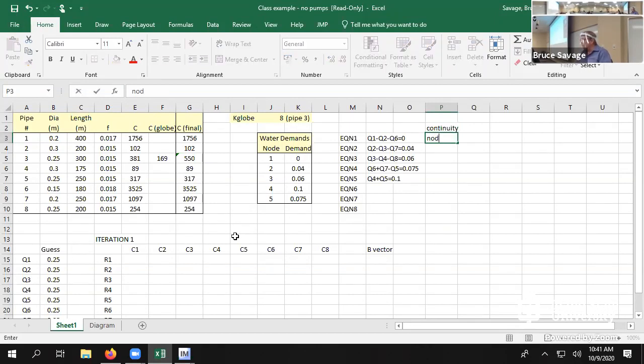This is node 1. Oops. Node 2. Node 3. Node 5. This is node 4. I got a little sloppy. Okay, so now I can write my loop equations, right?